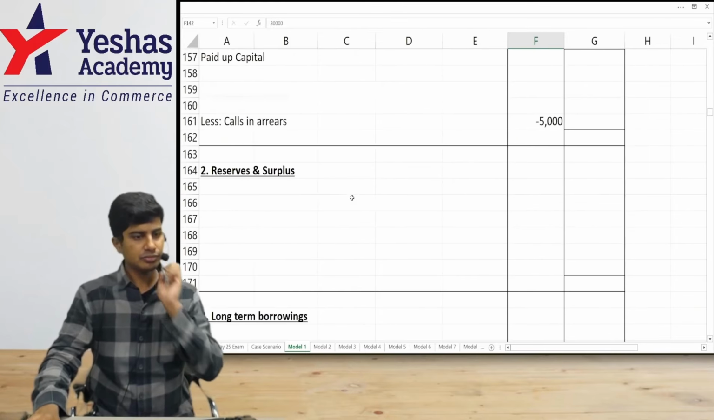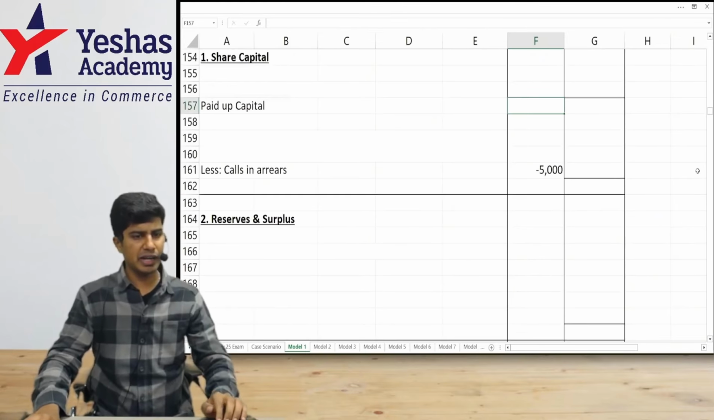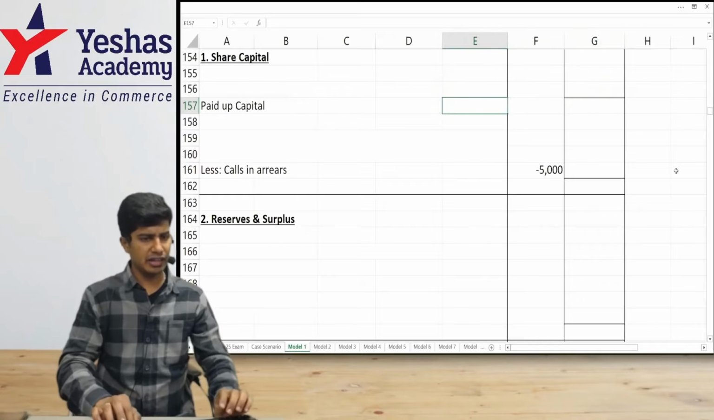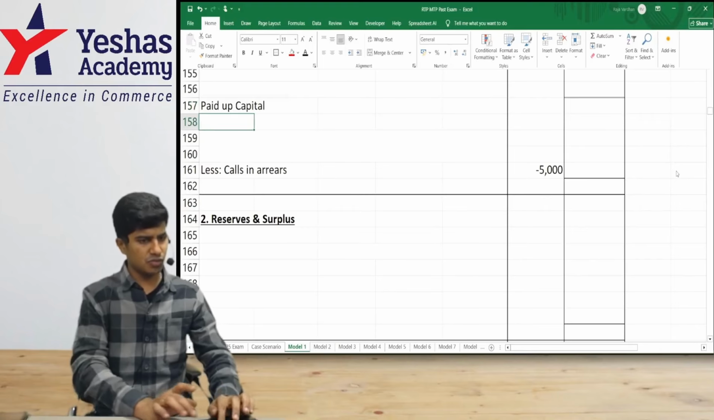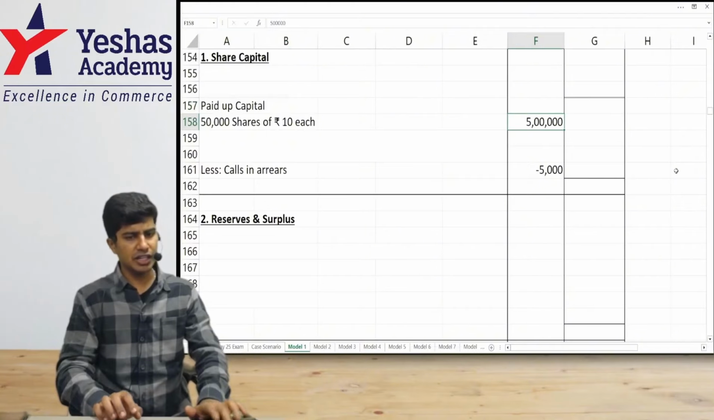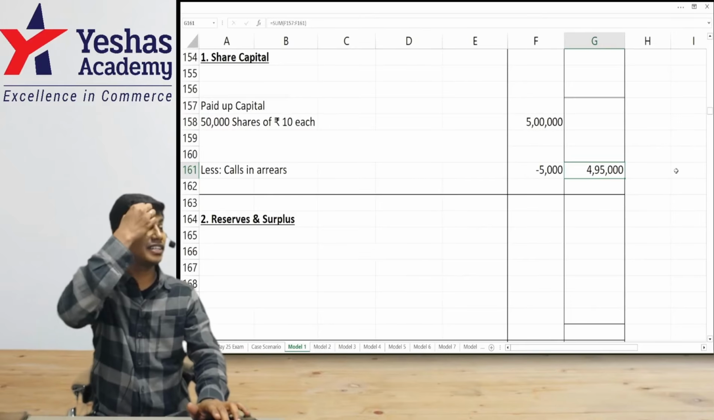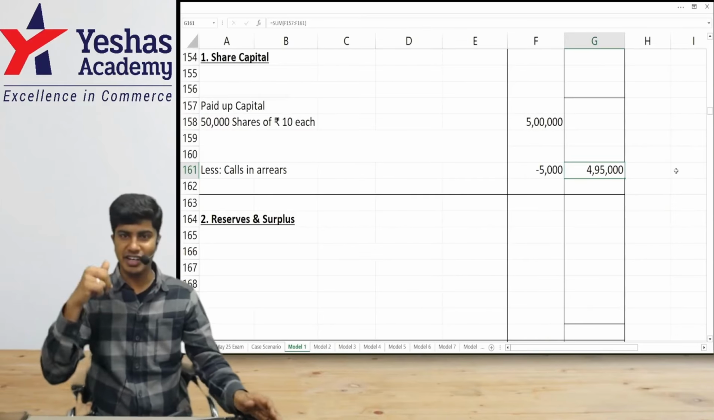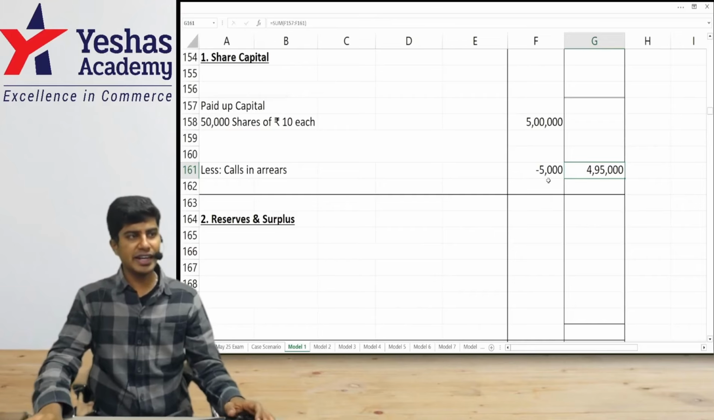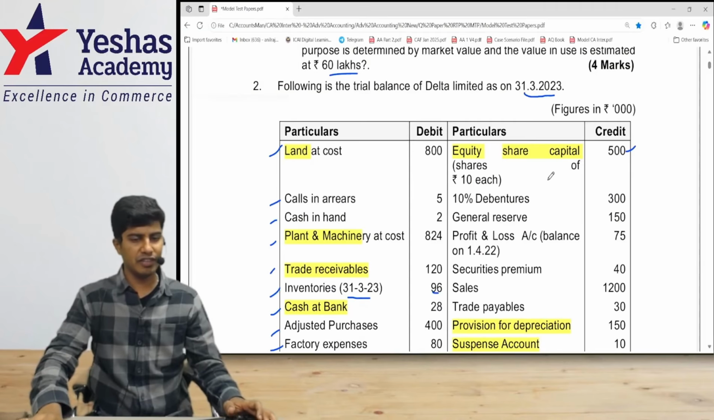Liability side, share capital. How much is that paid up capital? 5. Am I right? So this will be written as 50,000 shares of rupees 10 each, 5 lakh. I'll deduct 5,000 call arrears and make it 4 lakh 95. Sir, why that space? There is that shares for non-cash consideration. We read the adjustments once. You remember? We'll write it later. For now, let it be 4 lakh 95 like this.